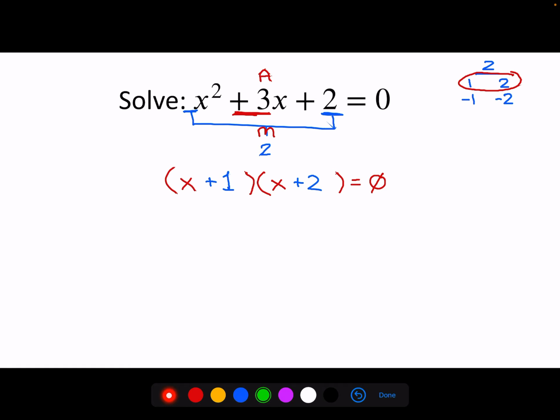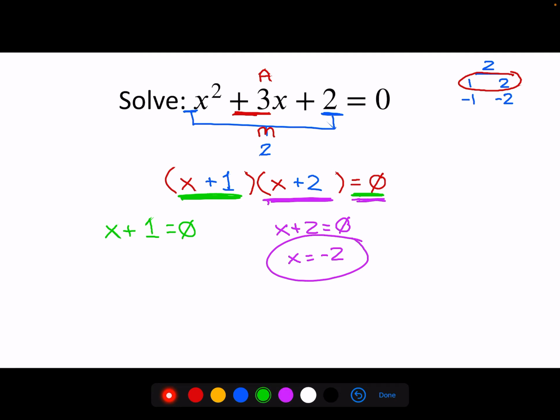Now, if it has its own parentheses, it gets its own equation. So I have x plus 1 equals 0, and I also have x plus 2 equals 0. Solving for x, we get x equals -2, and we get x equals -1. So those are our 2 answers for x. If I plug in either of these answers in for x, we'll get the answer of 0. Now again, don't forget how to factor. It will be extremely important for you guys as you continue on in mathematics, especially for next year.